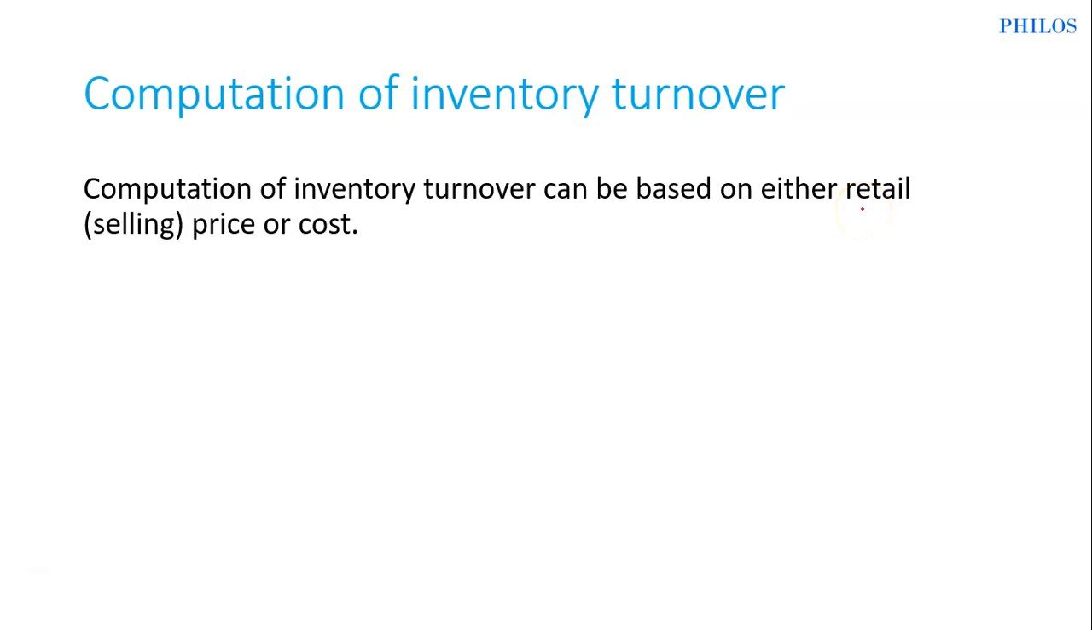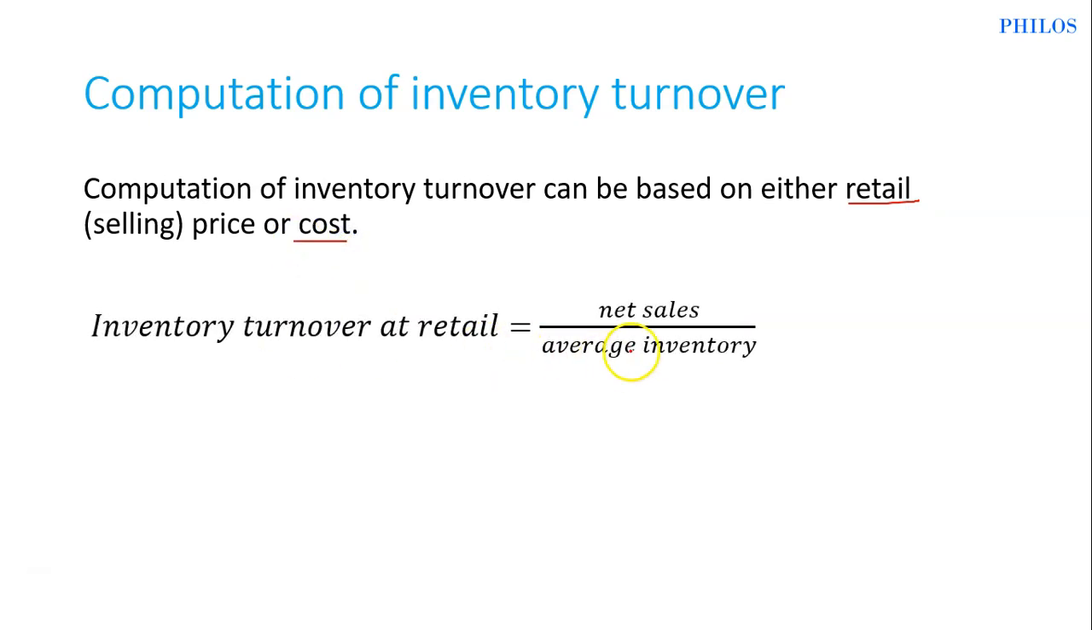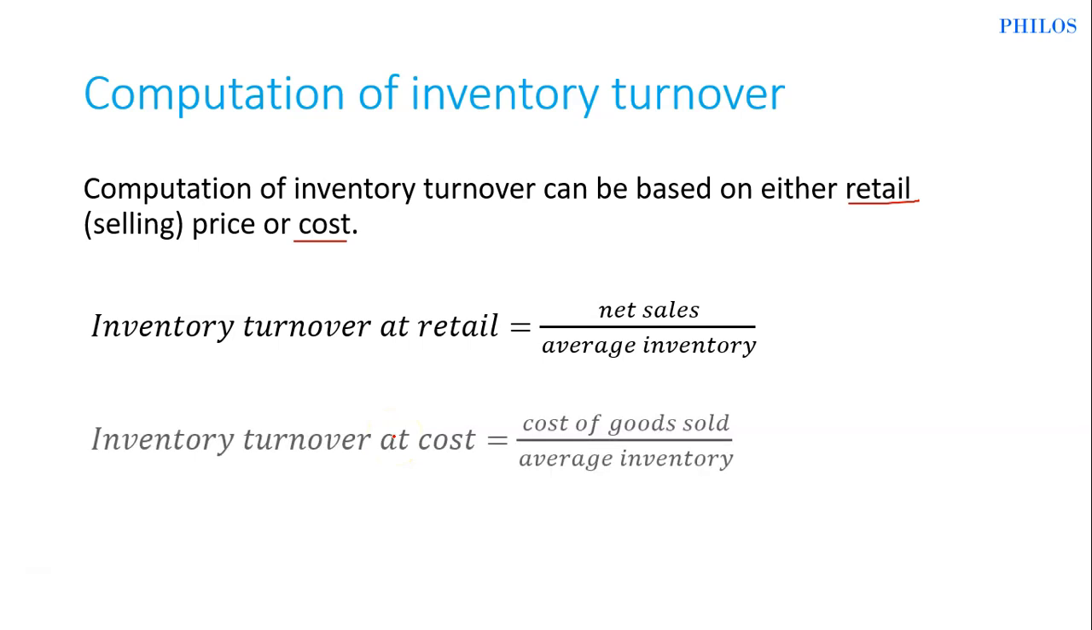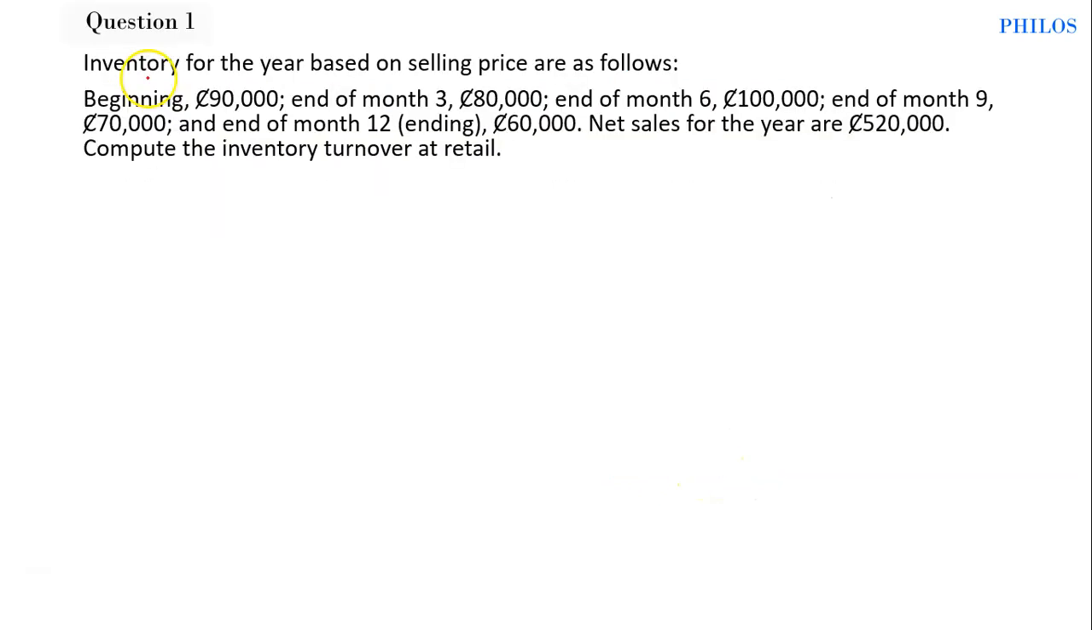Computation of inventory turnover can be based on either retail or cost. The formula for inventory turnover at retail is net sales divided by average inventory. And the formula for inventory turnover at cost is cost of goods sold divided by average inventory. So be very careful. So let's take the first question.